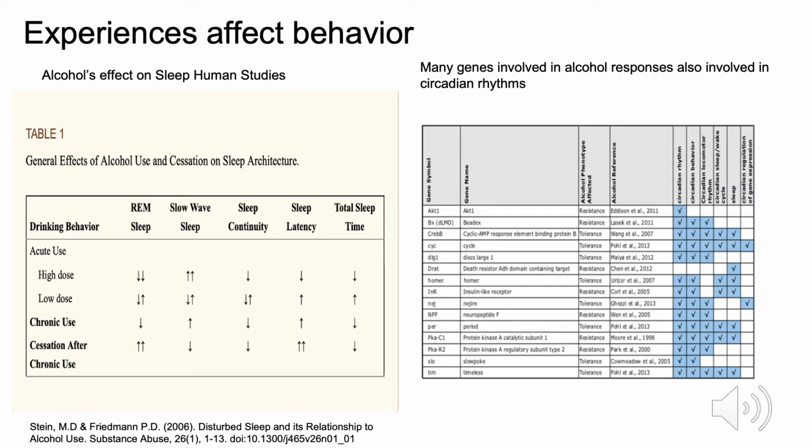It has been observed before in human studies that the effect alcohol has on sleep varies. It varies according to drinking behavior, whether the person is in the acute, chronic, or withdrawal phase. However, in general, at high doses, alcohol decreases total sleep, while at low doses, it increases it. In addition, there are many genes involved in alcohol responses and in circadian rhythms, and some of these genes are very important, such as cycle, TIM, and PER.